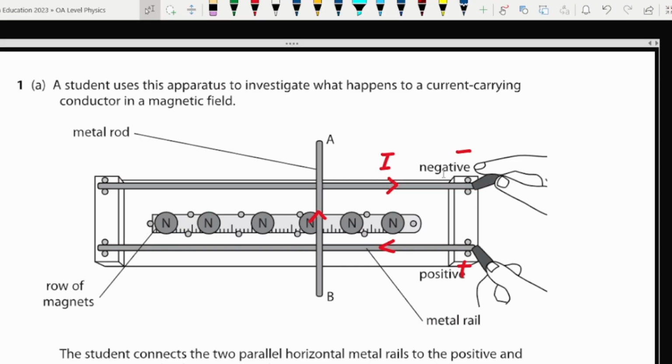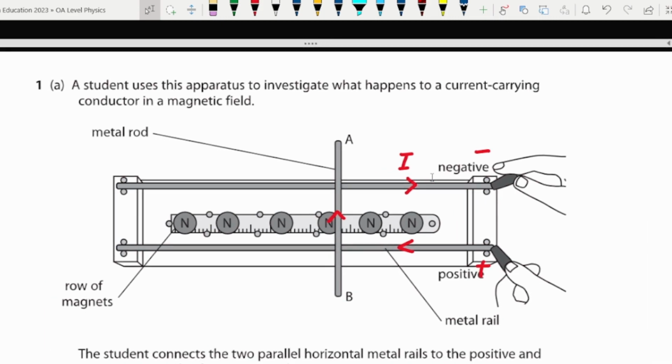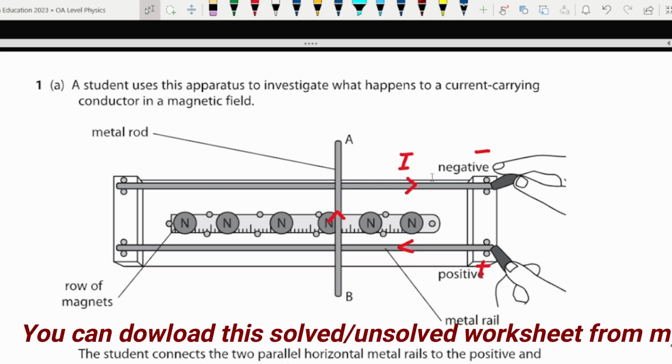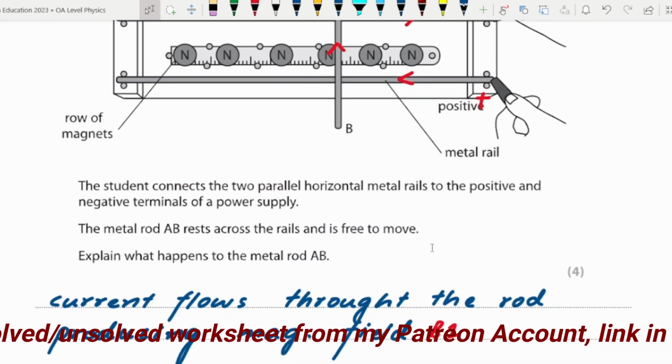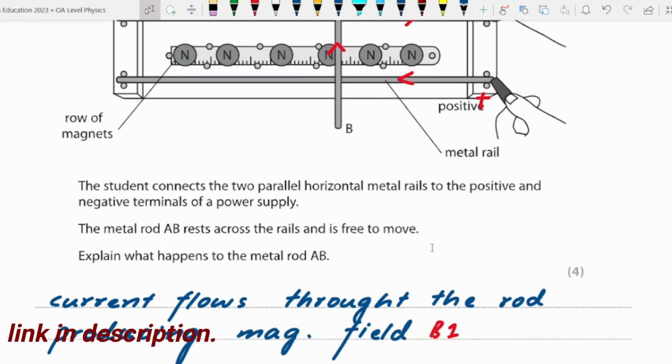Alright, so this was the first question that we have. You can see the arrangement. We have metal rails. On the metal rails we have a metal rod, and underneath that we have a row of magnets. So we have placed magnets in a line. And the question is, explain what happens to the metal rod AB. And that question is of 4 marks.